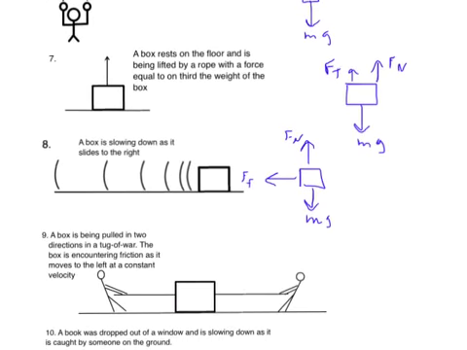Here I have a box being pulled by tug of war in two directions. And let's see what we have here. The box is encountering friction. Oh, look at this. It's moving to the left at a constant velocity. So there's a couple pieces of information here that are important. The fact that it's a constant velocity means the sum of the forces equals 0. It is in dynamic equilibrium. The fact that it is moving to the left tells me which direction the friction vector is going to point. It always points in the opposite direction. It will have to point to the right.